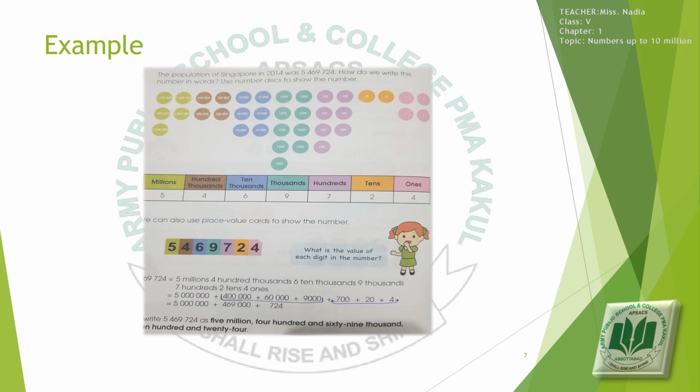5 million and 469, so it is 469,000 and 724. So the complete number is 5,469,724. Here we have two spaces because when we have a 7-digit number, we leave two spaces. The first space is between the 100 and 1,000 digit, and the second space is between the million and 100,000 digit.